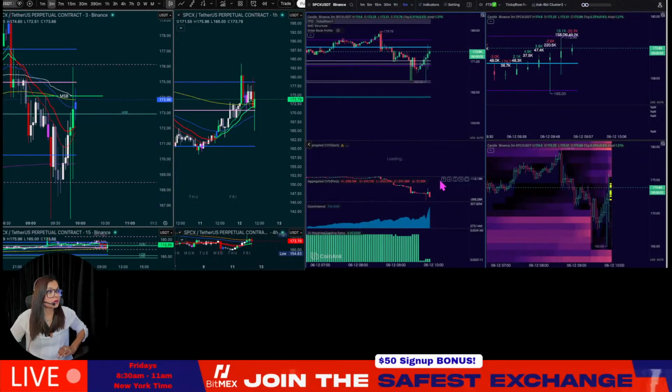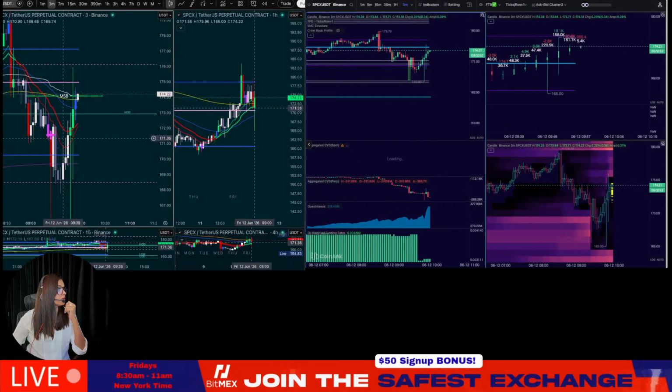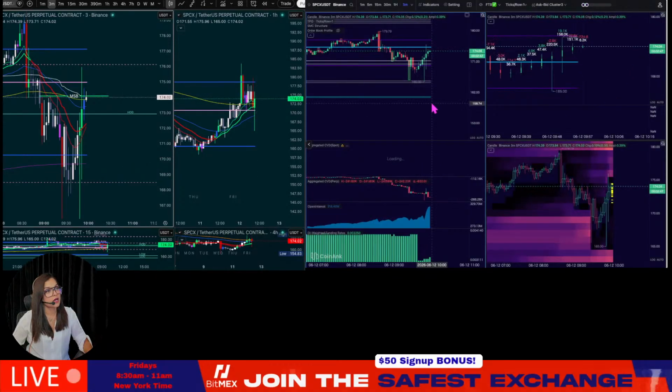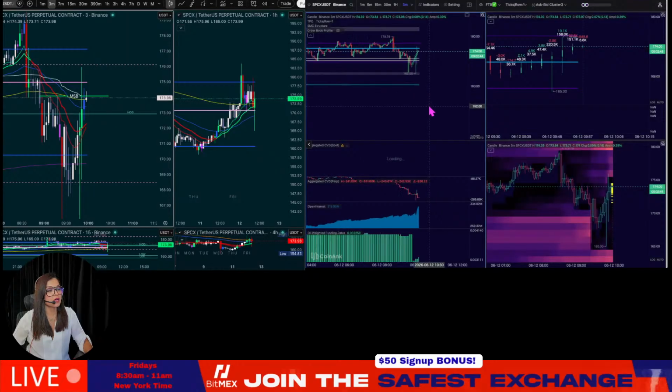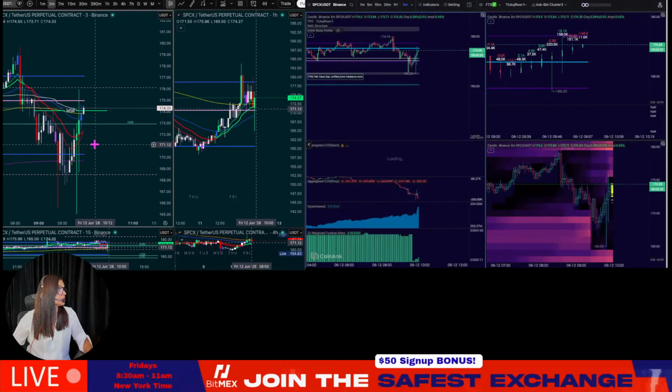So there might be a little battle going on here. You don't want to be in the middle of the battle. Let them fight it out. What I would do though, if I were to enter, is I would put my stop loss right under the buy tail. Because I know if price disrespects the buy tail, I don't even want to be in.